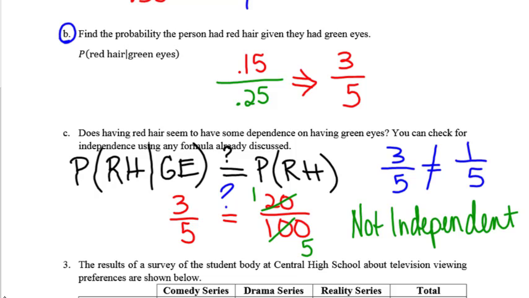I'm going to challenge you to also show dependence or independence using the other rule. The probability of red hair and green eyes is the probability of red hair times the probability of green eyes.